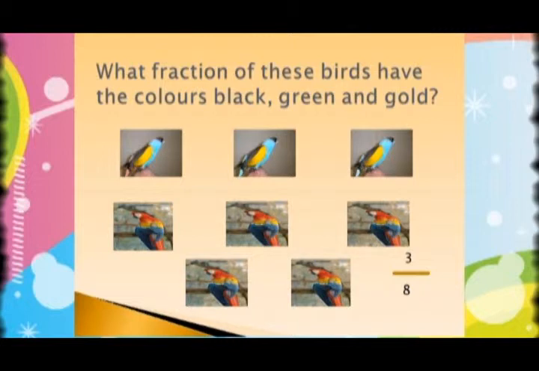3 of the 8 birds have the colors black, green, and gold. Therefore, 3/8 of the birds have the colors black, green, and gold. Now that we have completed looking at fractions of the set, we'll be now using our fraction tiles to compare fractions. Let's take a look at the fraction tiles.